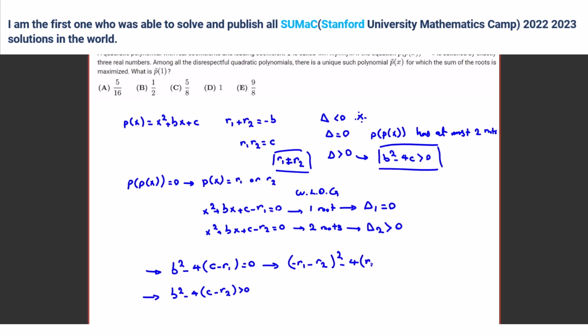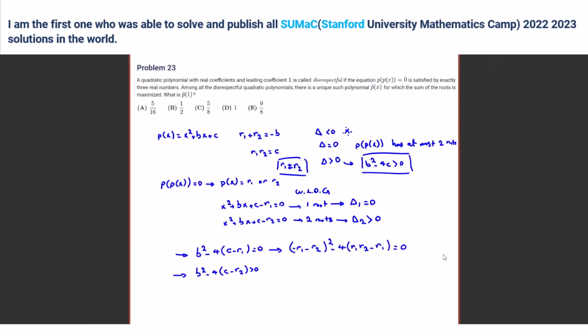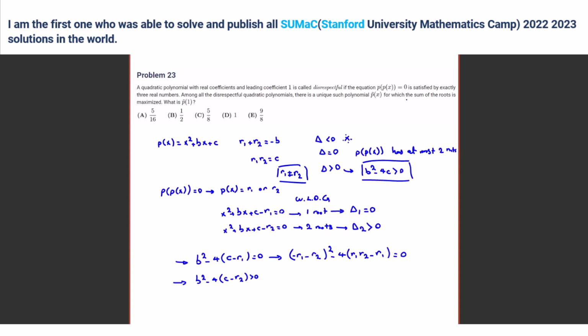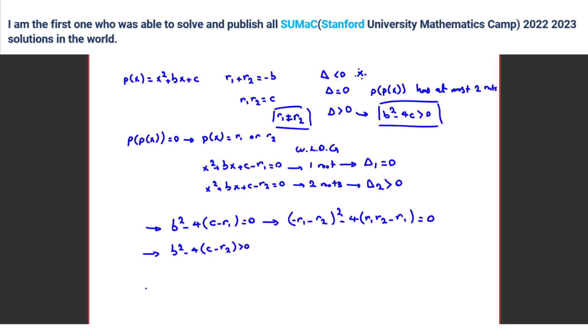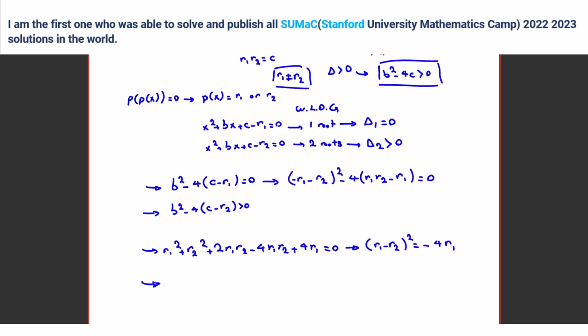Now rewrite this equation; you can find a relationship between R1 and R2. Okay, let's calculate together. R1 squared plus R2 squared plus 2R1R2 minus 4R1R2 plus 4R1 is 0, right? So we can conclude R1 minus R2 whole squared equals negative 4R1. Then what can we conclude?